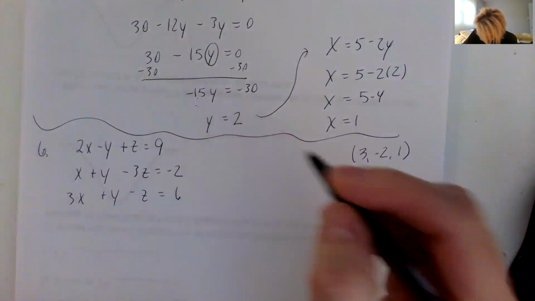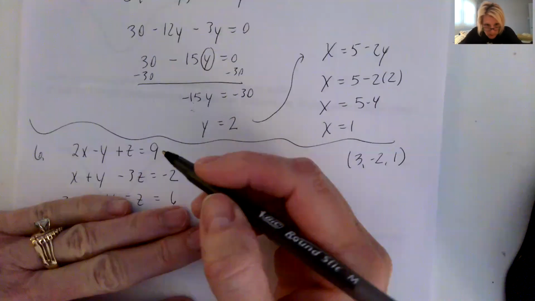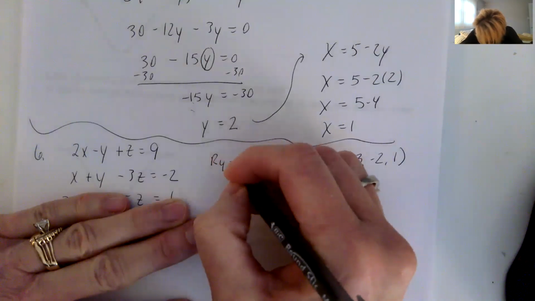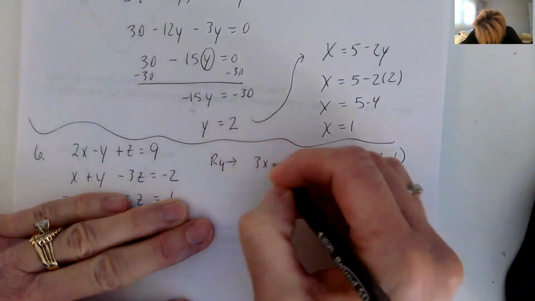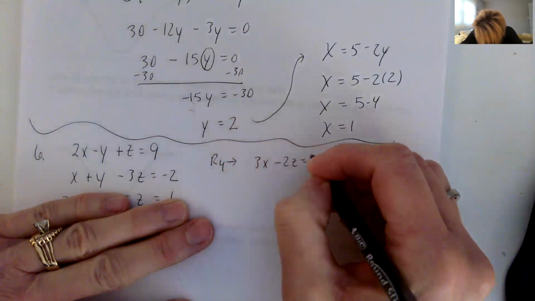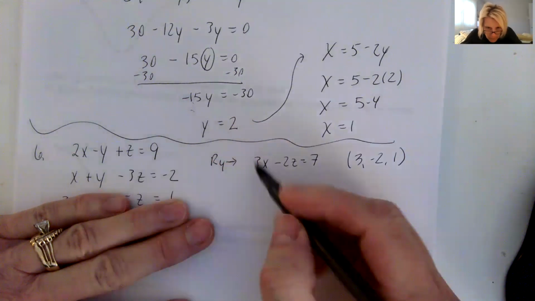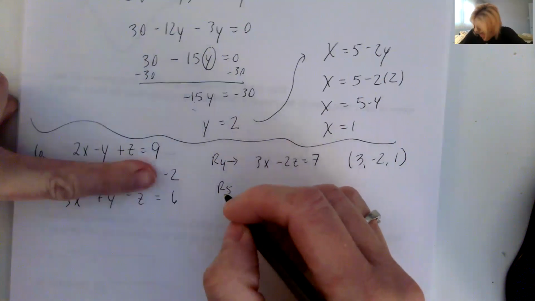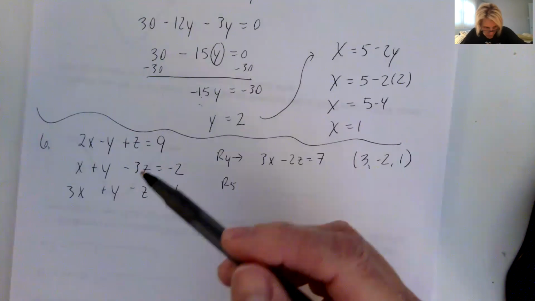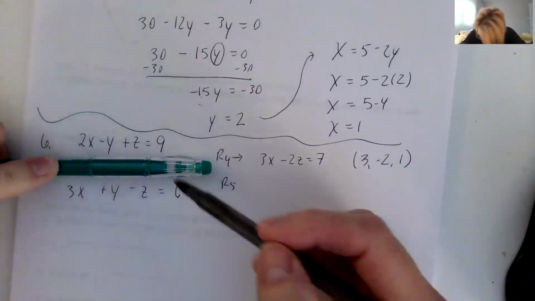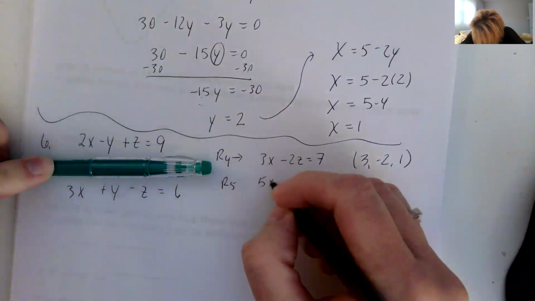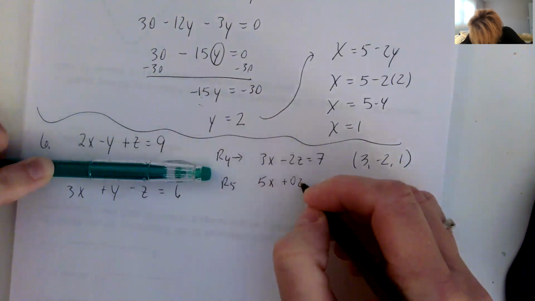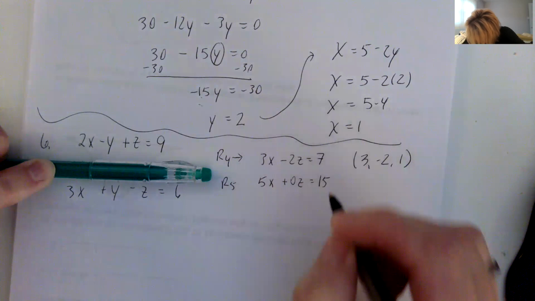So we need to create row 4. So I'm going to add row 1 and row 2 because Y eliminates. So my row 4 is going to be 3x minus 2z equals 7 because the y's can eliminate. And then my row 5, I'm going to add row 1 and row 3 here. When I do that, I get 5x. The y's eliminate, and the z's eliminate. So I'm just going to put plus 0z equals 15.